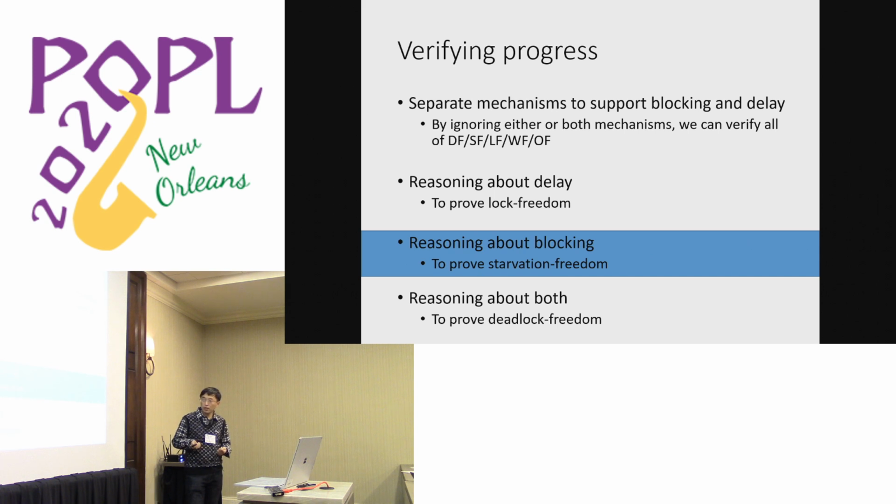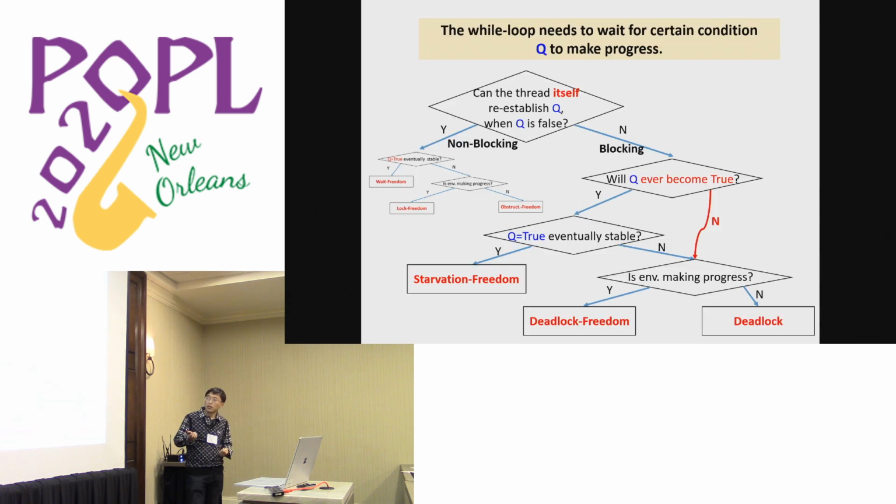So then to reason about blocking, actually, we first look at this part. We don't want to consider delay here. So we only consider this blocking, and then there's no infinite number of delays, so we could verify starvation freedom.